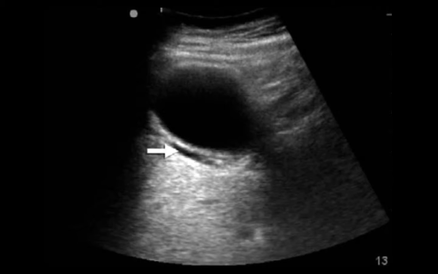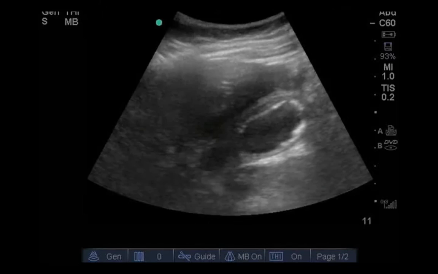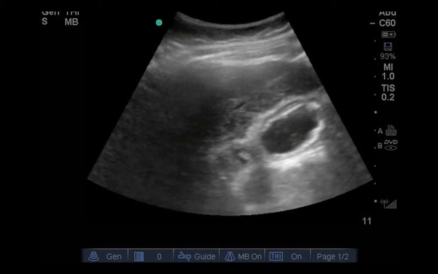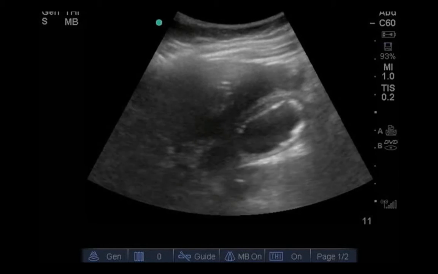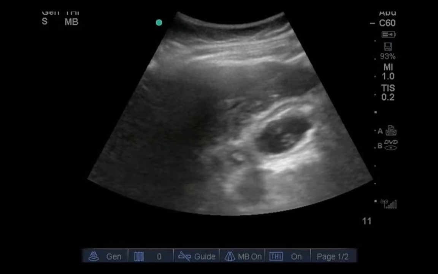This next image demonstrates one of the defining features of cholecystitis, which is pericholecystic fluid. This is seen as hypoechoic fluid outside of the gallbladder wall and is related to the inflammatory process. This clip also shows pericholecystic fluid and has the additional finding of a gallstone.